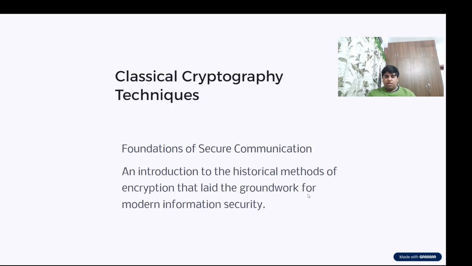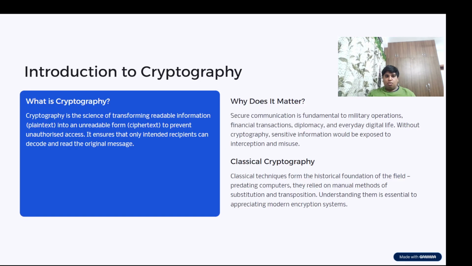Before we dive into classical cryptography techniques, let's go through what cryptography is. Cryptography is the science of transforming readable information, which is referred to as plain text, into unreadable form, also referred to here as ciphertext, to prevent unauthorized access to data or information. It ensures that only intended recipients can decode and read the original message.